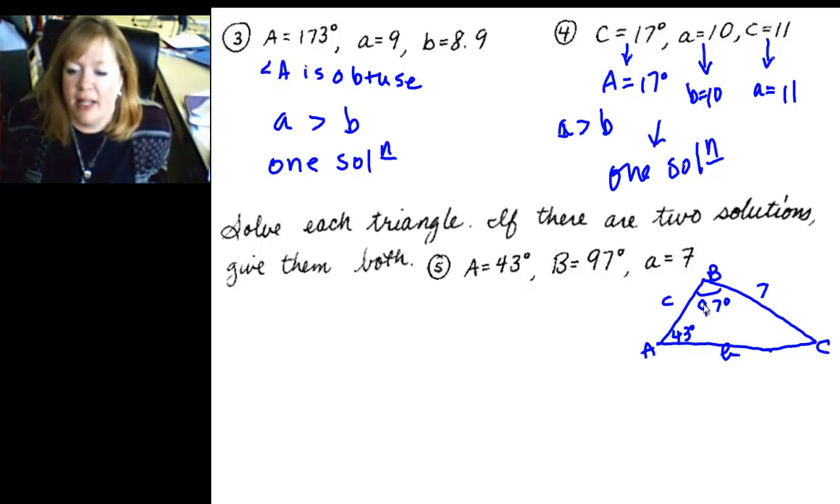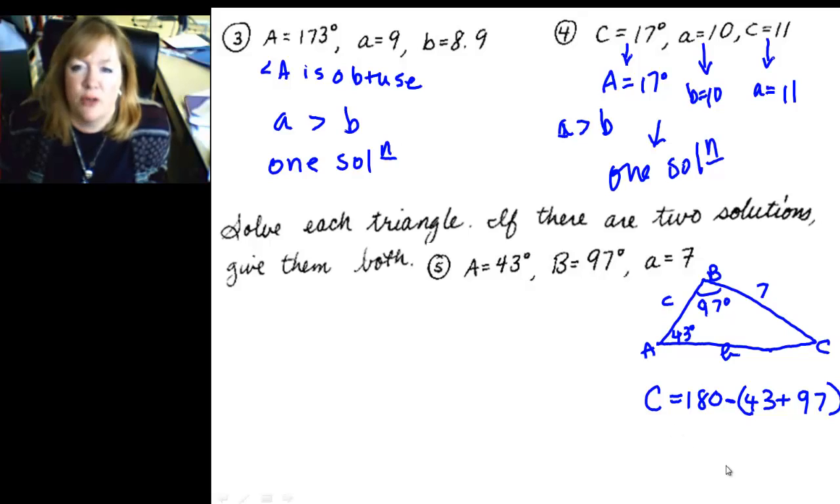So angle A is 43, angle B is 97. The first step is going to be to find this missing angle. Then we'll find little b and little c using the law of sines. So I'm going to take C equals 180 minus (43 plus 97). It's going to give me a grand total of 40.